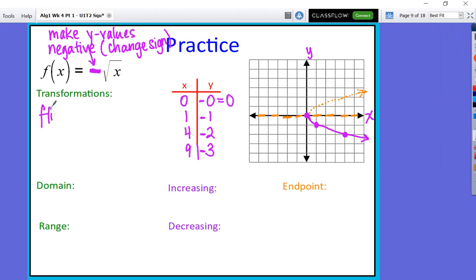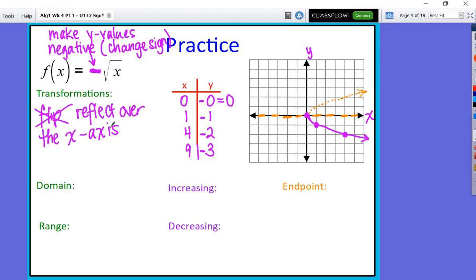If you tell me flip, I'm gonna flip out on you. Don't you say flip. I want to see you use the vocabulary reflect over the x-axis. If you say reflects over the x, I don't know what you're talking about. No credit. Sorry. Do not pass go, do not pass to collect $200.